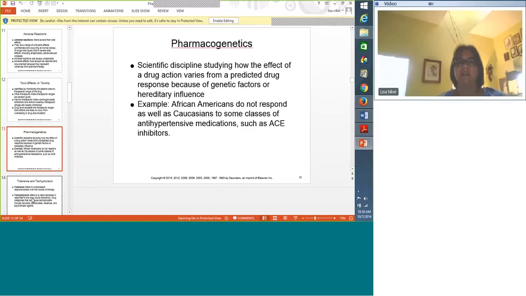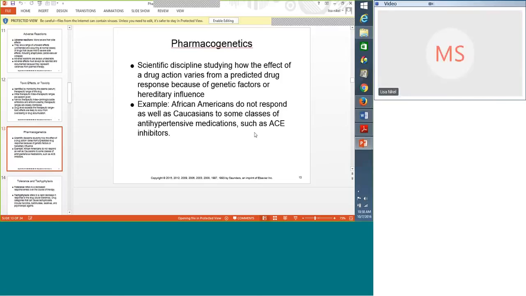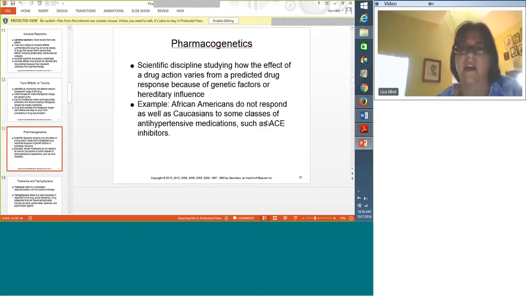Pharmacogenetics is the name given to the scientific discipline studying how the effect of a drug action varies from a predicted drug response because of a person's genetic factors or hereditary influence. One example is that African American clients do not respond as well as Caucasians to certain classes of medications for high blood pressure, or antihypertensive meds, such as ACE inhibitors. I don't expect you to know what ACE inhibitors are at this point. I'm just giving you an example that certain genetic factors do affect the way that drugs go through the phases of pharmacokinetics.